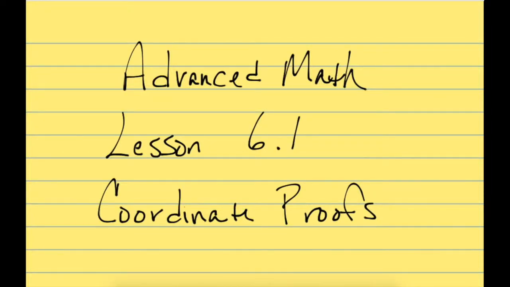Coordinate proofs. Half the battle of performing a coordinate proof is finding or figuring out how to place your figure. So let's look at example 1, and we'll just kind of work this as we go along. Example 1 asks us to prove that the midpoint of the hypotenuse of a right triangle is equidistant from the 3 vertices. Now, that's a lot of big stuff in there.